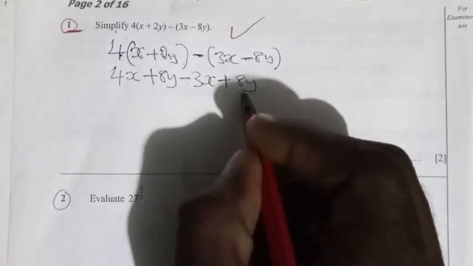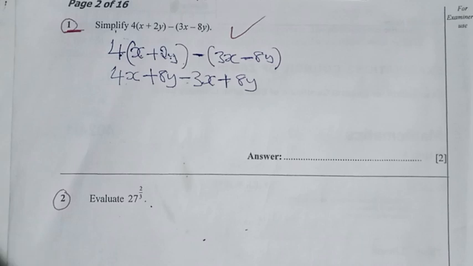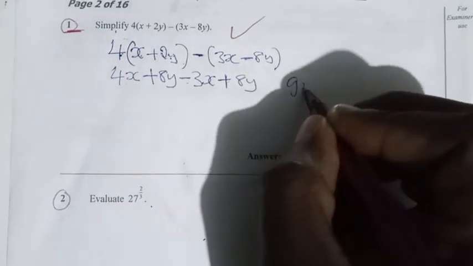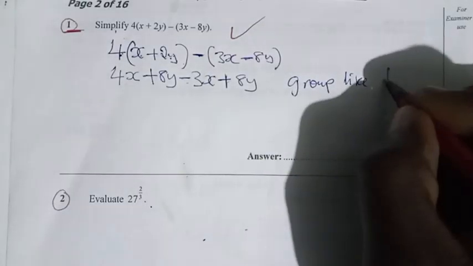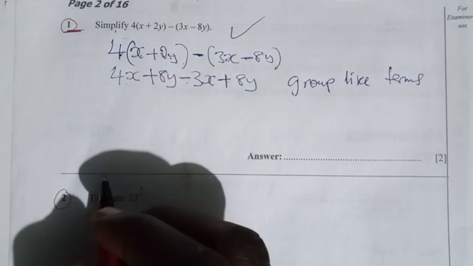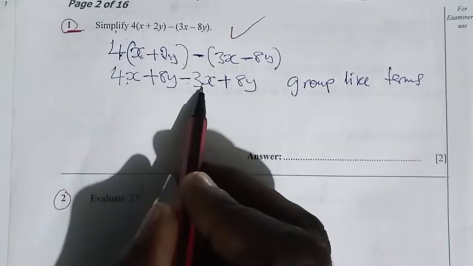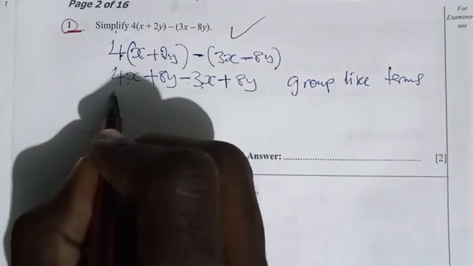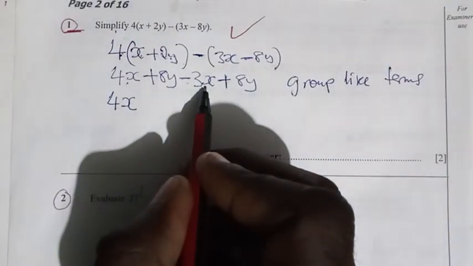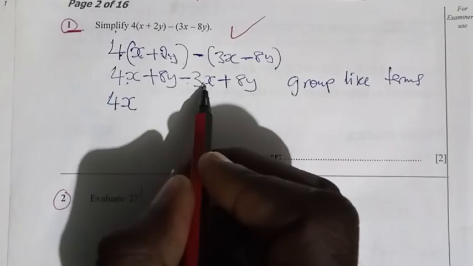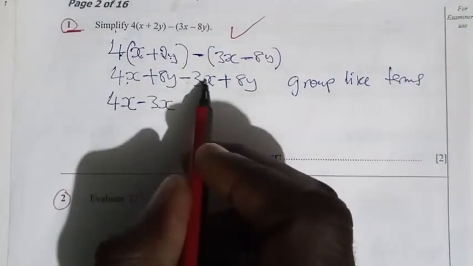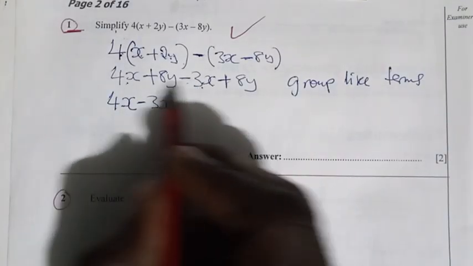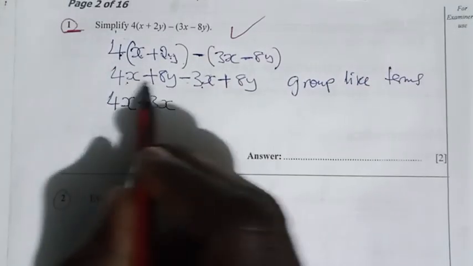Positive 8y. At this particular moment, since we want to simplify, we are going to group like terms. How do you group like terms? Like terms are terms with the same variables, in short, the same letters. In this case, 4x and negative 3x are like terms. So you write 4x minus 3x. No need to change the signs. Push it the way it is. We can only change the signs if there's an equal sign.